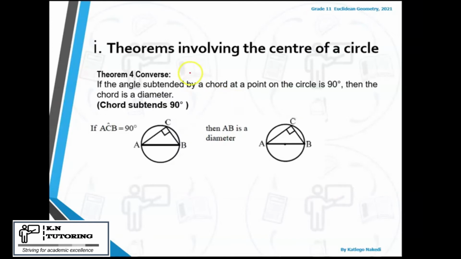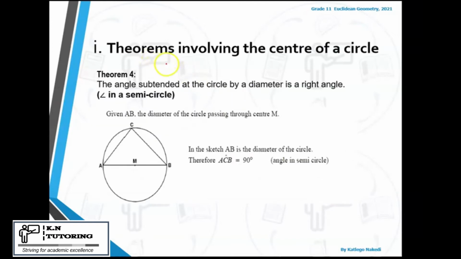Yes, the last one. It says theorems involving the center. We are still on the same one. It's theorem number 4. It says the angle subtended at the circle by a diameter is a right angle. So again, it's similar to the previous theorem where this is 2x, and therefore this will be x. Why? Because this arc subtends an angle of 180 degrees at the center. The very same arc subtends an angle of 90 degrees at the circumference.